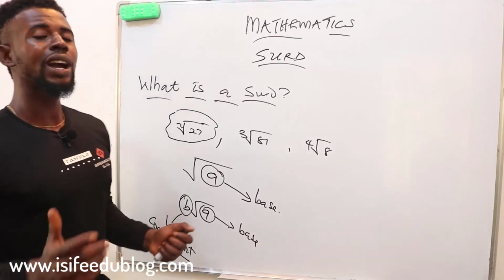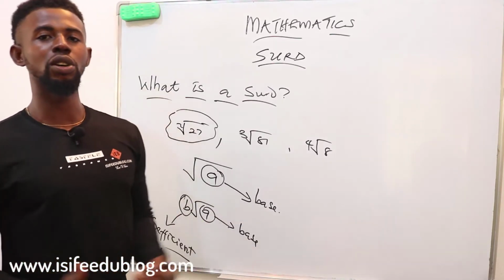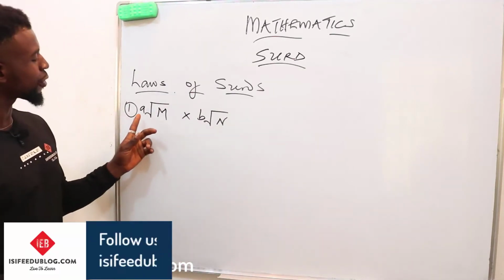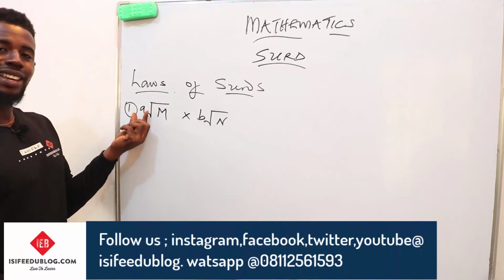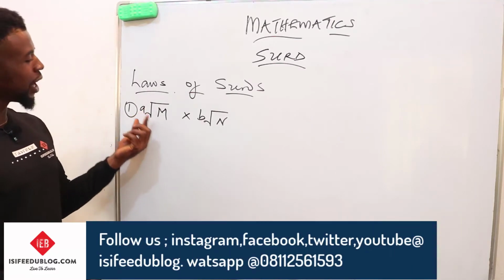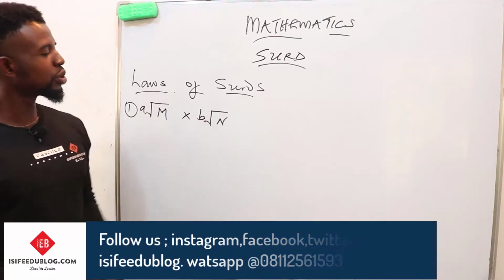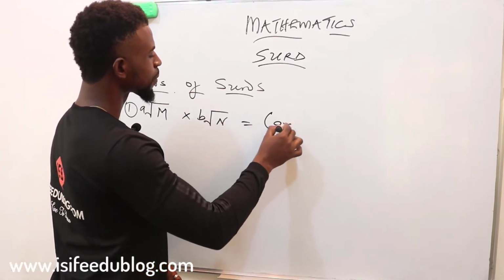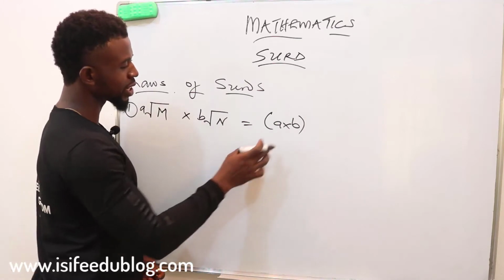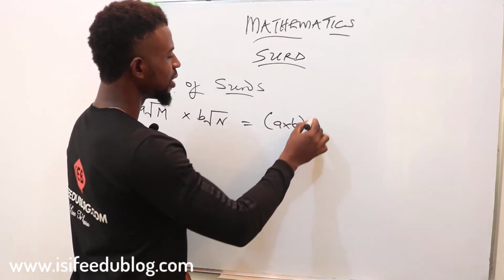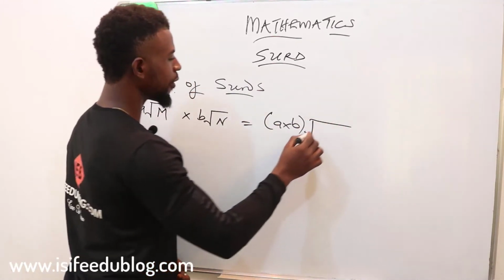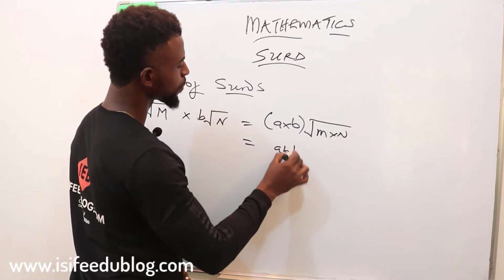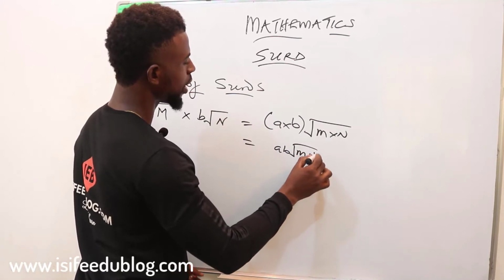Alright, so let's look at the laws that guide surds. Our first law of surds tells us that if we have a, where this a is acting as a coefficient, root m times b root n, the solution is equal to the product of my coefficients, which is a times b, then the root of m times n, to have this to be ab root mn.